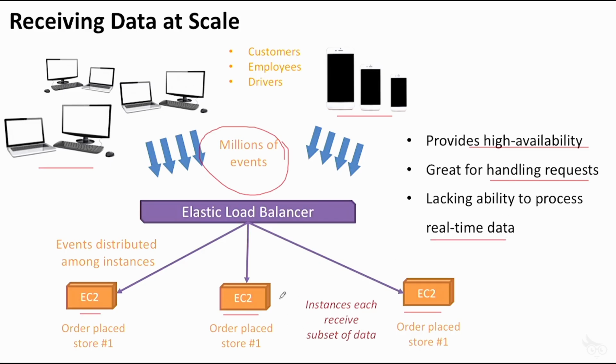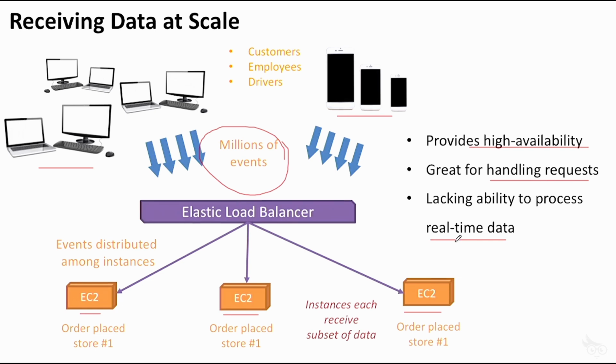Now, yes, these EC2 instances, being a part of this API, can ingest all of these events. It can write it to a database. It can write it to RDS, to DynamoDB. It could write it to Cassandra, to MongoDB. But still, we're lacking the ability to actually do any kind of meaningful analytics on this data as it comes in real time.